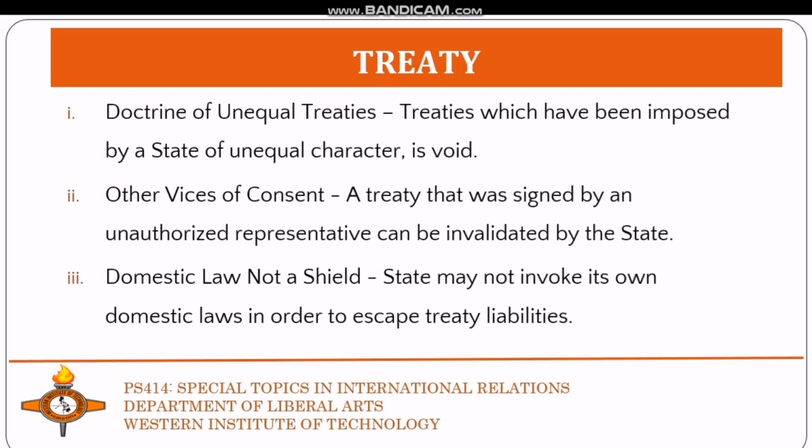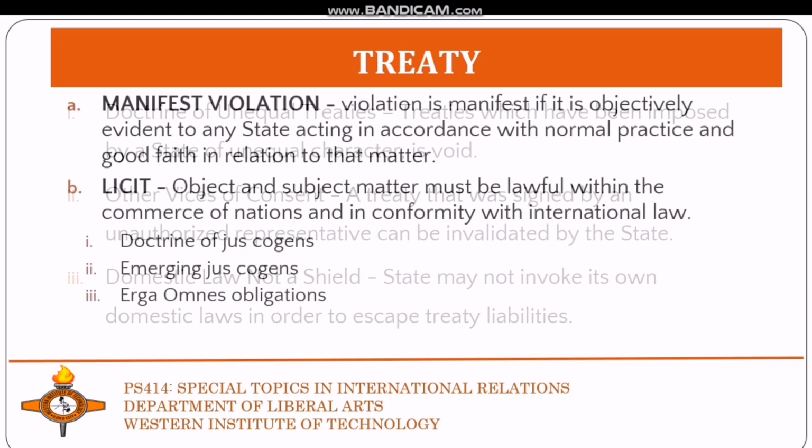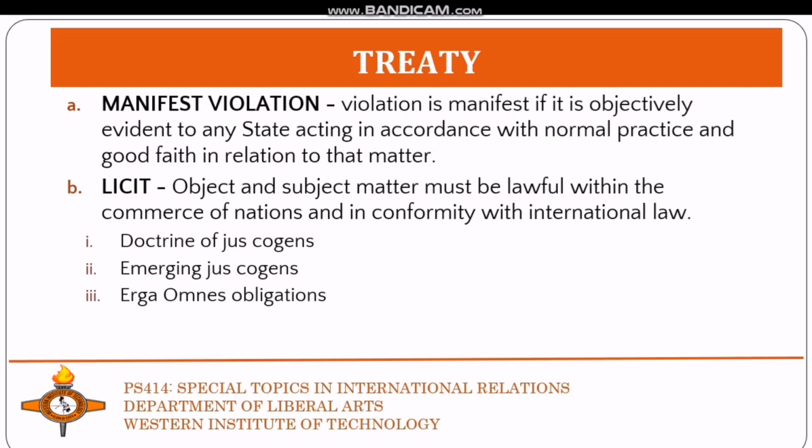Following is domestic law not a shield. So a state may not invoke its own domestic laws in order to escape treaty liabilities. Then we have the manifest violation. So a violation is manifest if it is objectively evident to any state acting in accordance with normal practice and good faith in relation to that matter. Thus, mere clerical errors and mere errors in the state's judgment are not grounds for invalidating the treaty.